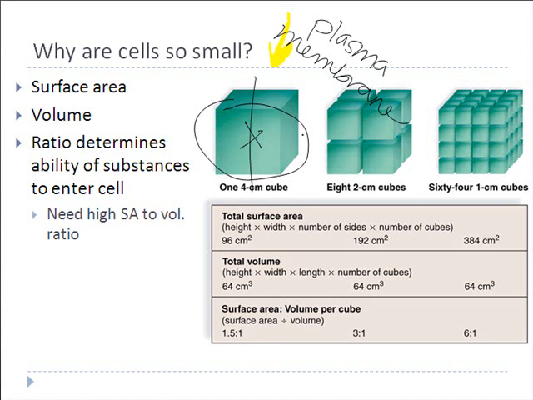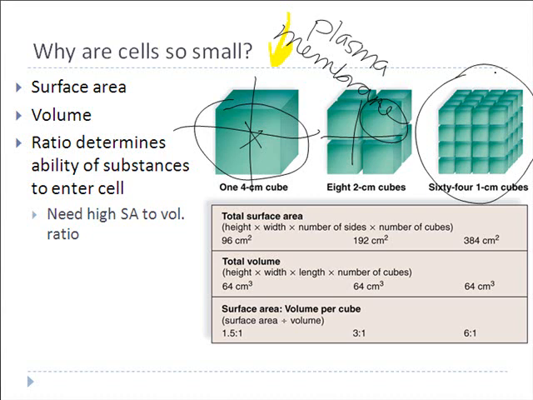Now if I were to cut that cell up into 8 cubes of smaller size, I still have too much volume compared to the surface area to support living activities inside that cell. I could cut it up even smaller into 64 cubes, and guess what? I still need to have a much greater amount of surface area to volume in order for me to be able to actually sustain cellular activities. So cells are small because they have to be.